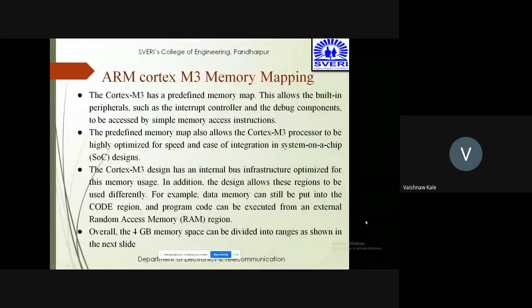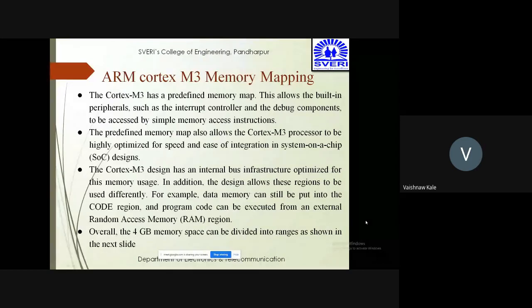Then we'll move towards the memory mapping. The Cortex-M3 has a predefined memory mapping. This allows the built-in peripherals, such as the interrupt controller and debug components, to be accessed by simple memory access instructions. The predefined memory map also allows the Cortex-M3 to be highly optimized for speed and ease of integration in system-on-chip designs. The Cortex-M3 design has an internal bus infrastructure optimized for this memory usage.